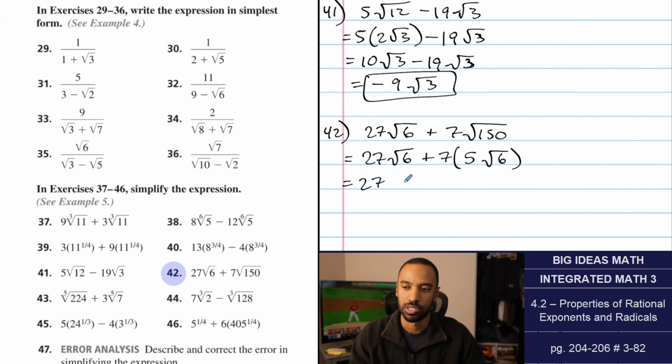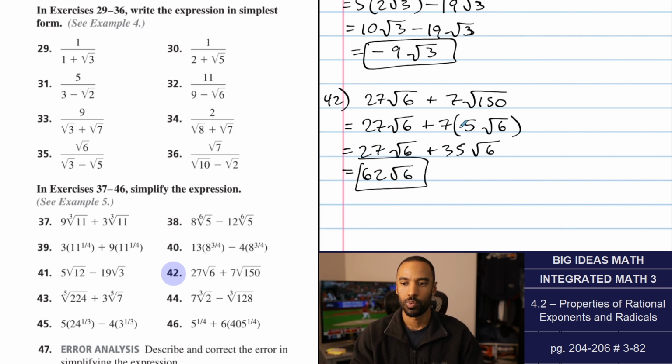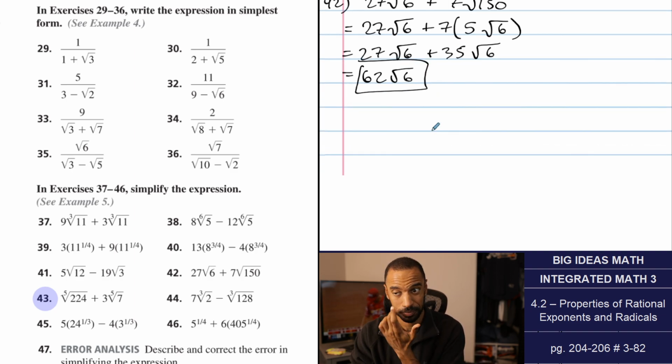If you were hunting around for what it is, 25 is the largest perfect square you can pull out. Anyway, 7 times 5 is 35. So you get 35 root 6, and now we do have those like terms that can combine. 27 plus 35 is 62. So you get 62 root 6. We all good? We're there. And we're more than halfway through all our problems, by the way, because we're going up to 82. But maybe the hard stuff has just begun. I don't know.